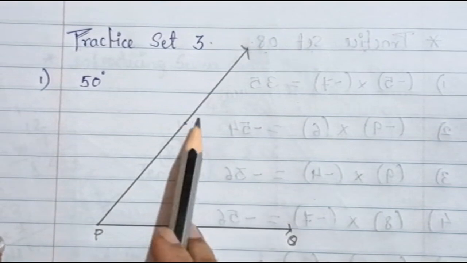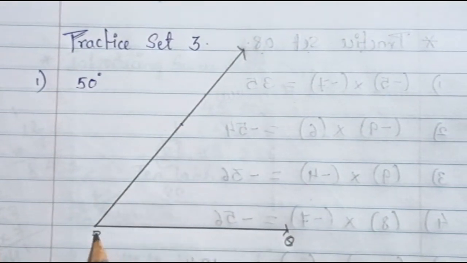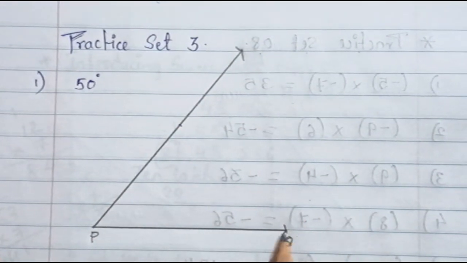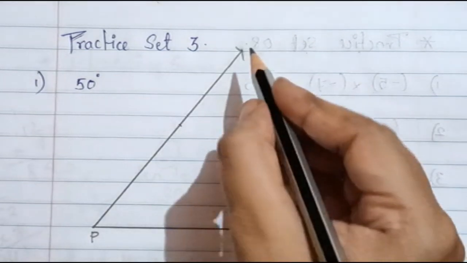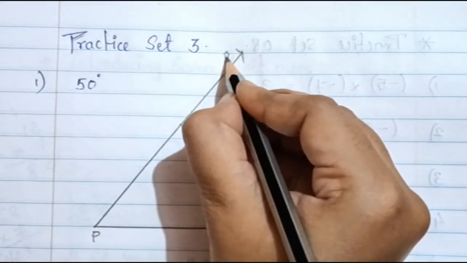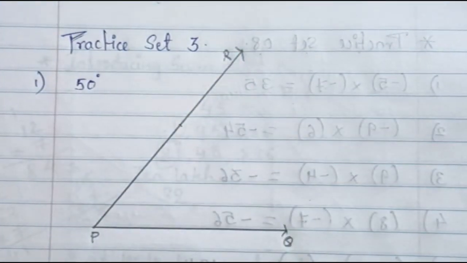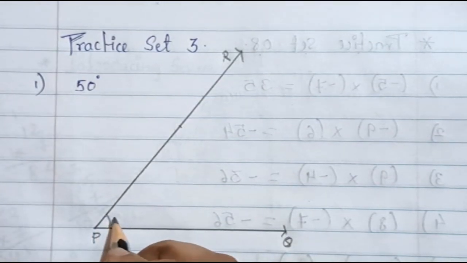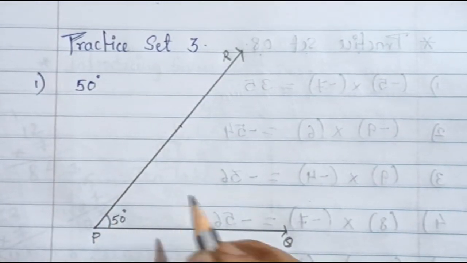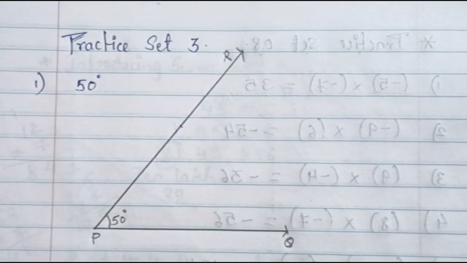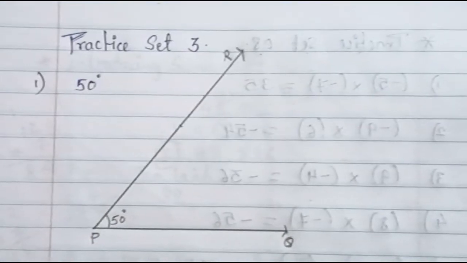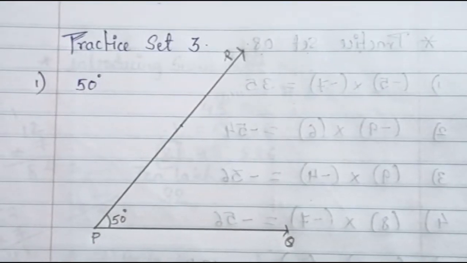So here now I have made this PQ and these are the two rays. Okay, here I will name it as R. Okay, this is how much degree? 50 degree. Okay, now what we are supposed to do? हमने ये 50 degree का angle बनाया. Now what we are supposed to do? We are supposed to draw an angle bisector.